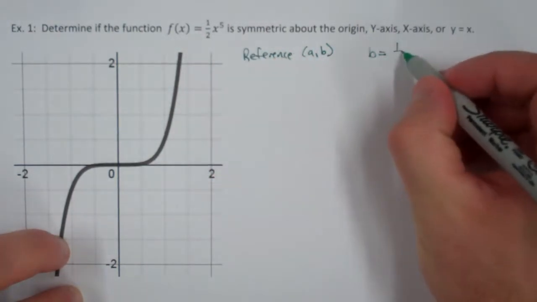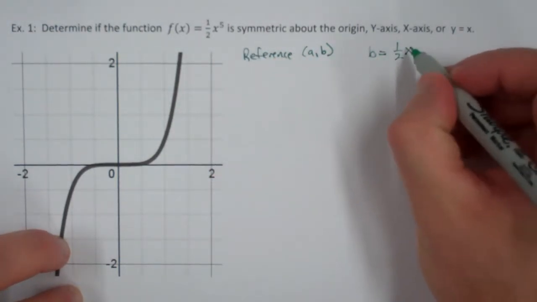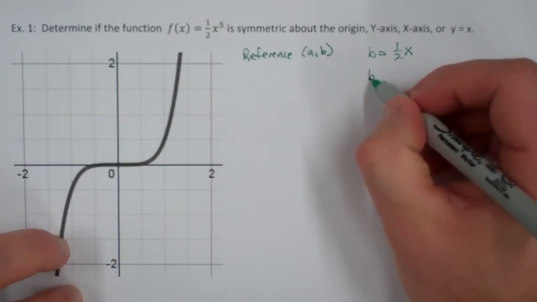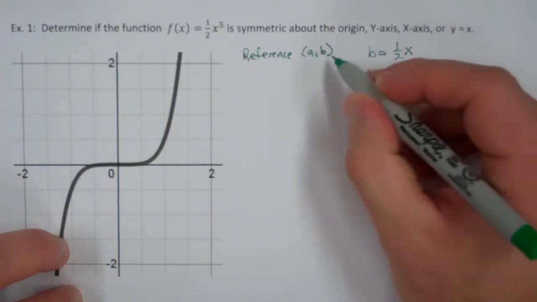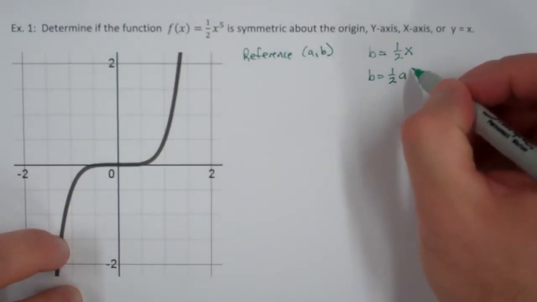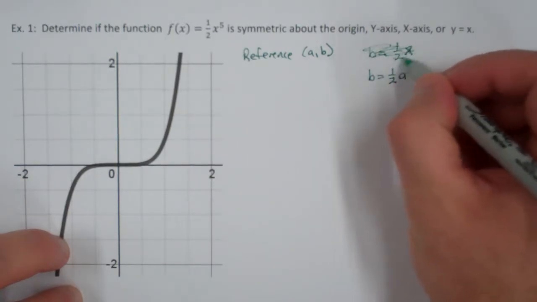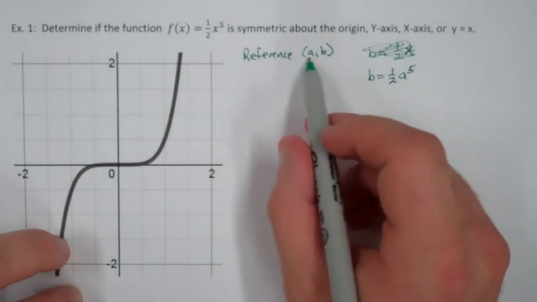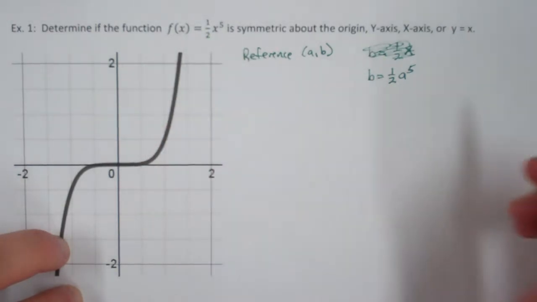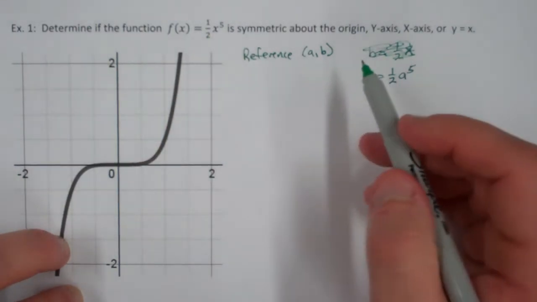And then we'll have 1/2 x, oops, sorry about that. Let's do this down here. That should be a. We're substituting a into the 5th power. So scratch this one up here. The reference, you just substitute those values in where they need to be into the equation.